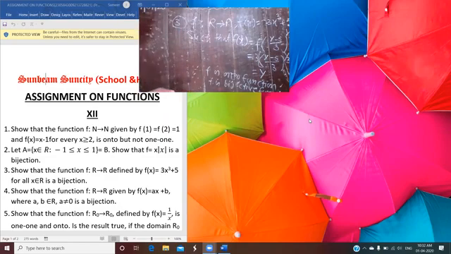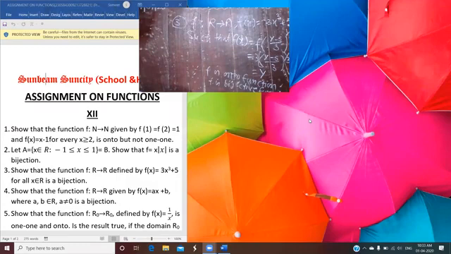Yes, it is one-one, and it is onto. For onto, you have to apply the same method as you already solved in the third question. Yes, do it by yourself. Now question number 5, you have to solve by your own.